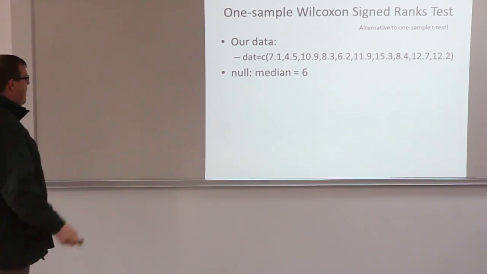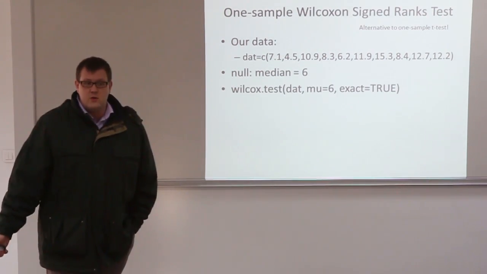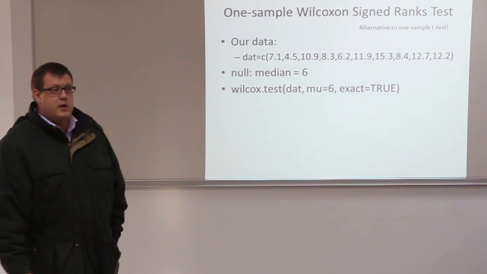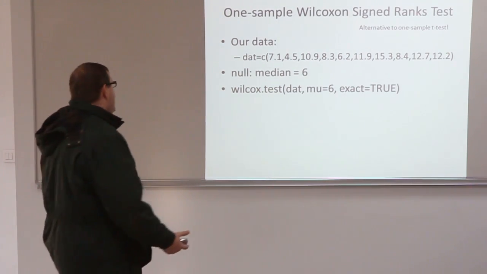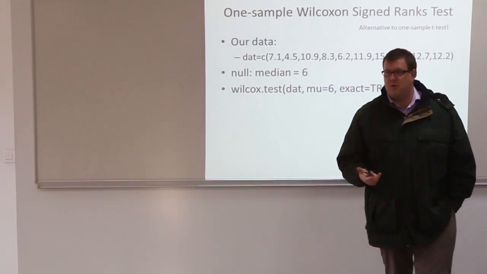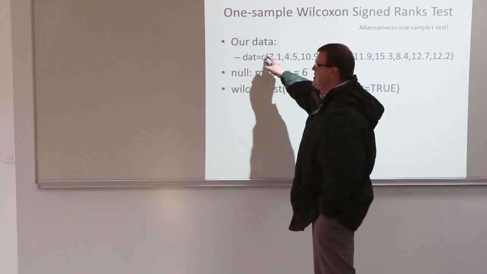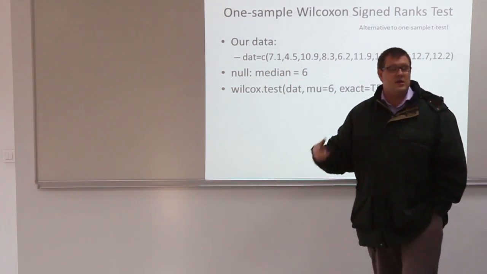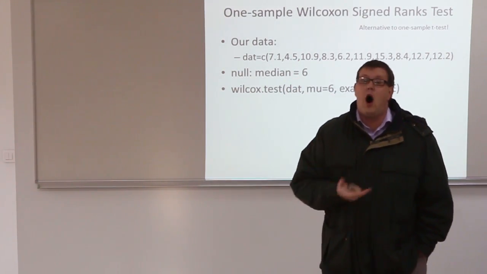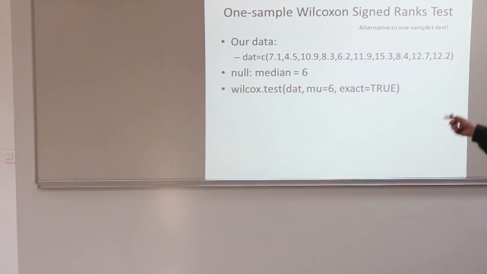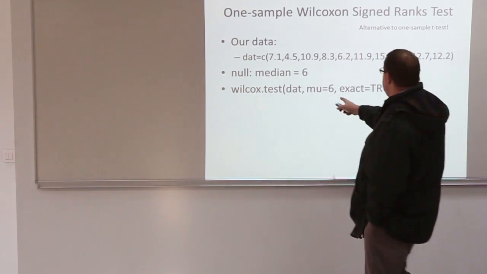So we have our data, we have our null hypothesis, and we can use wilcox.test to test our hypothesis. And we don't have to give wilcox.test the ranks. We don't have to compute the ranks. We don't have to find the differences between our data and the hypothesized mean or median. So that's nice. We can just work with the raw data. Okay, so we give wilcox.test our data. We tell it what the median is.